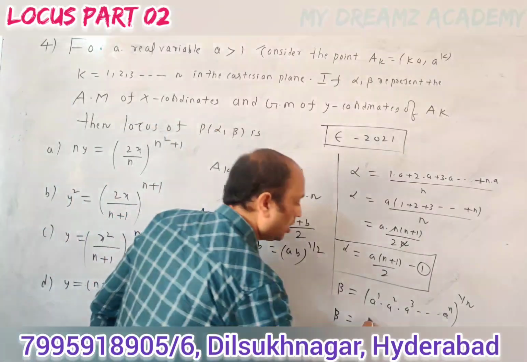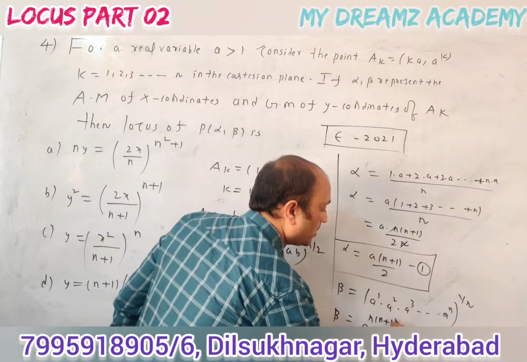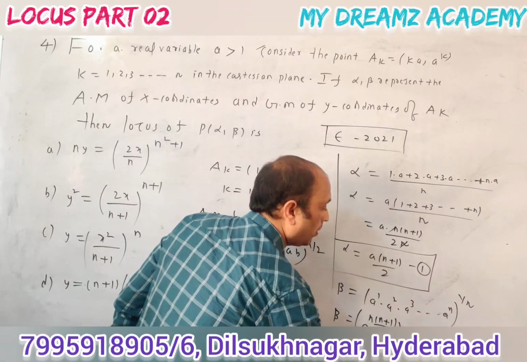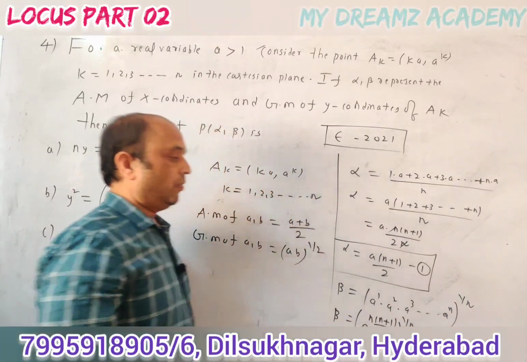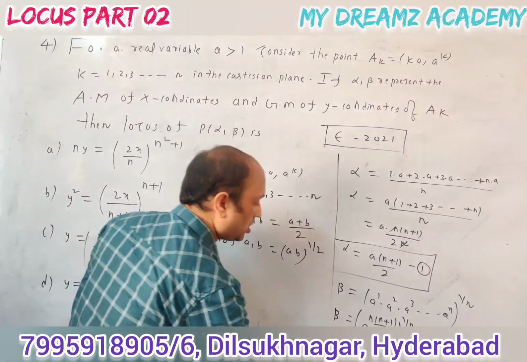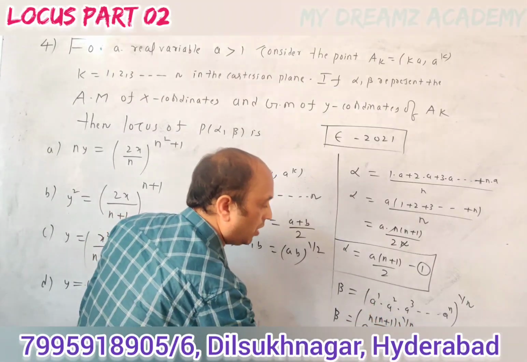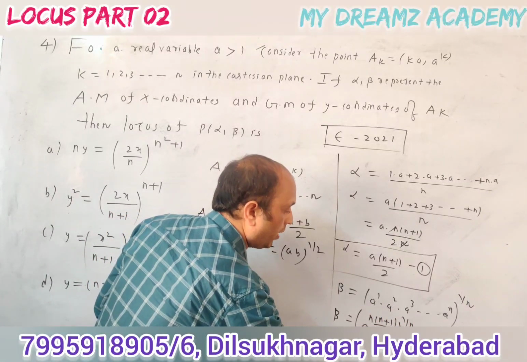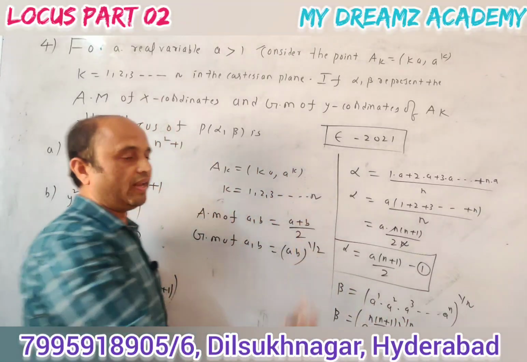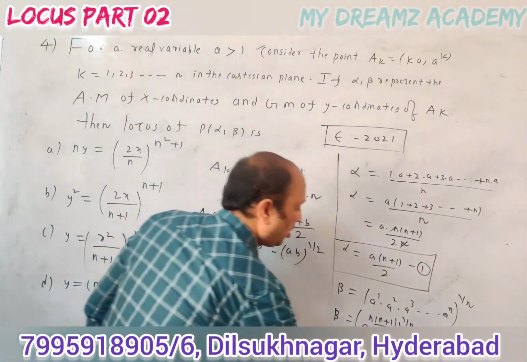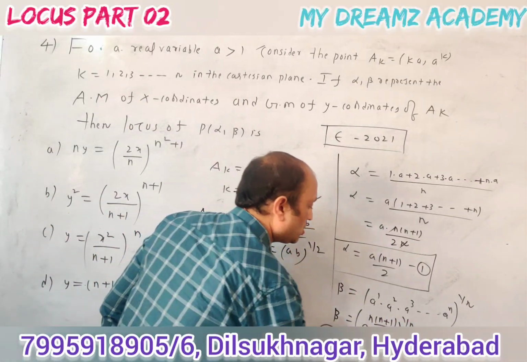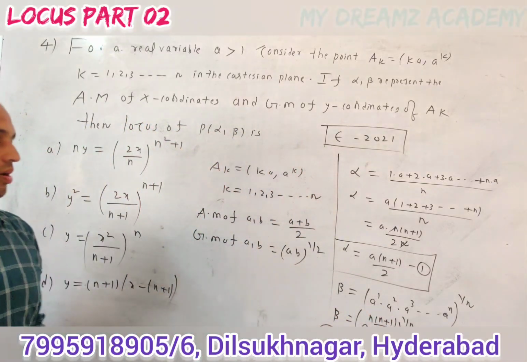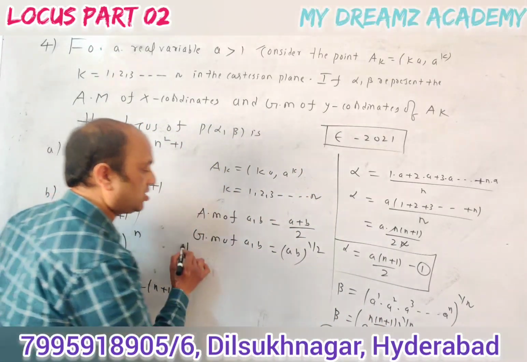So the sum of the natural numbers is n into n plus 1 by 2, whole to the power of 1 by n. The 1 by n and n get cancelled. Beta is equal to a to the power of n plus 1 by 2. This is equation 2. So by using these two, find the equation of locus. That is our required answer.